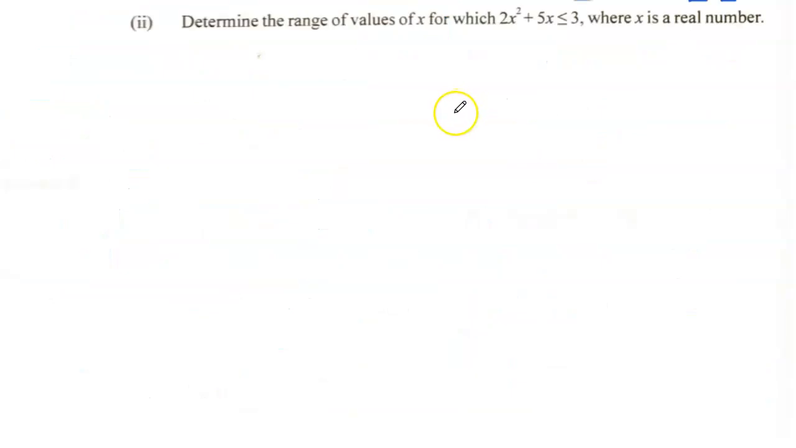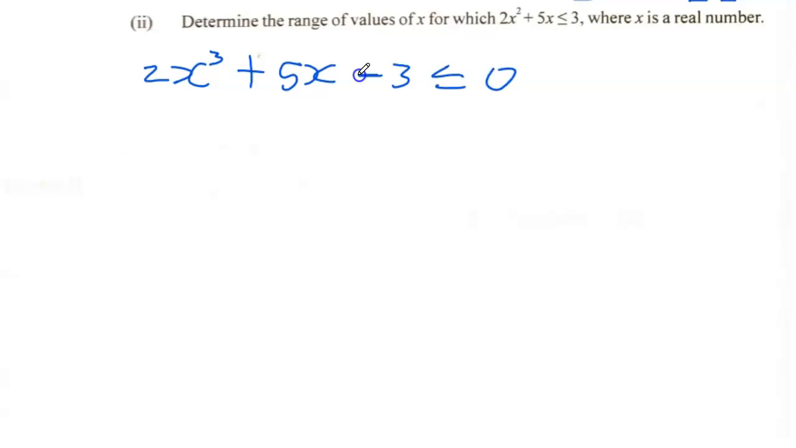Part 2. Determine the range of values of x for which 2x squared plus 5x is less than or equal to 3, where x is a real number. Alright? So we have a quadratic inequality here. So we have 2x squared plus 5x. We're going to group everything on the left hand side. Alright, so we end up with that.